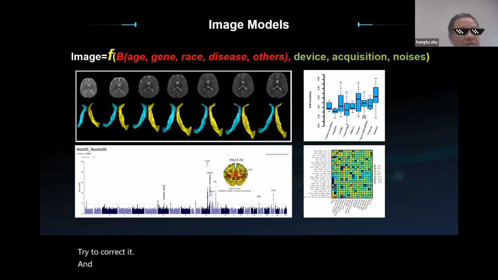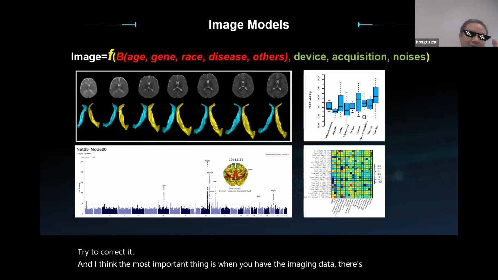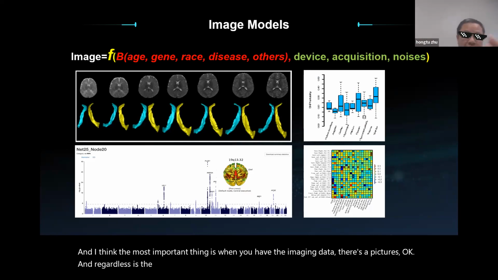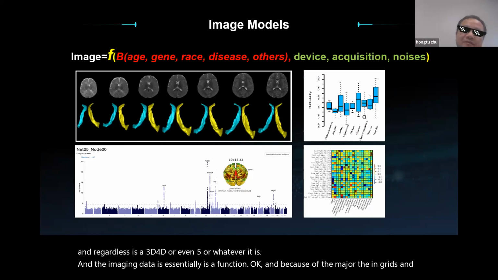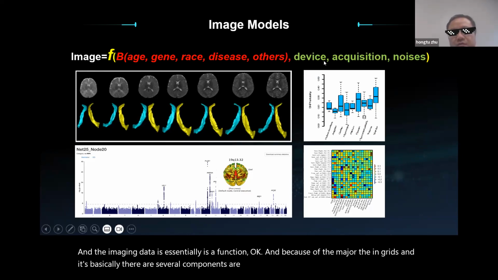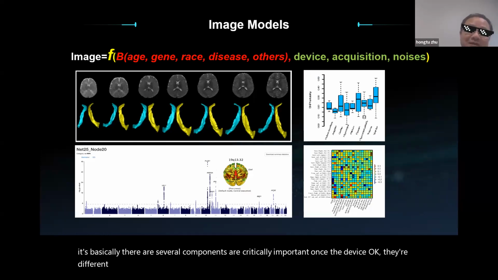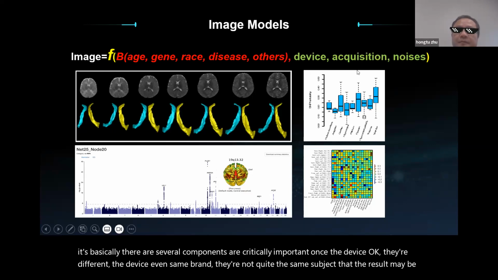And I think the most important thing is that when you have imaging data, there are pictures, okay? Regardless of whether it's 3D, 4D, or even 5D, the imaging data is essentially a function, because they measure in grids. There are several components that are pretty important. One is the device, okay? Different devices, even of the same brand, are not quite the same; for the same subject, the result may be different.